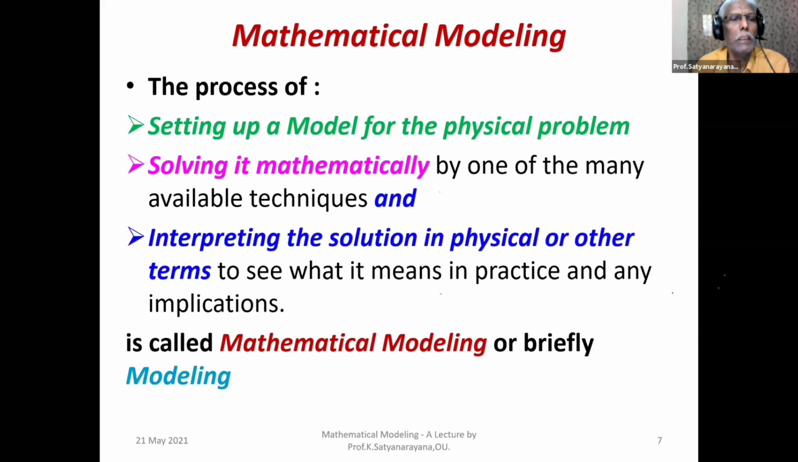What are the salient steps? You set up the mathematical model for the physical problem, you solve it mathematically, and you have many methods and techniques to solve the equations. You interpret the solutions in physical or other terms, and this entire process is called mathematical modeling, or briefly called modeling.